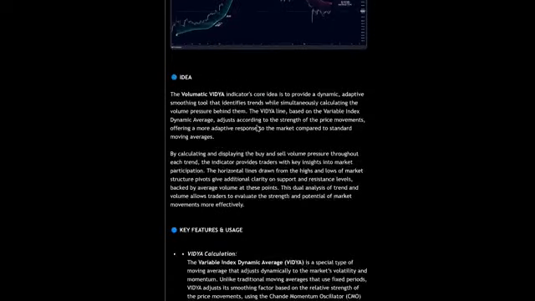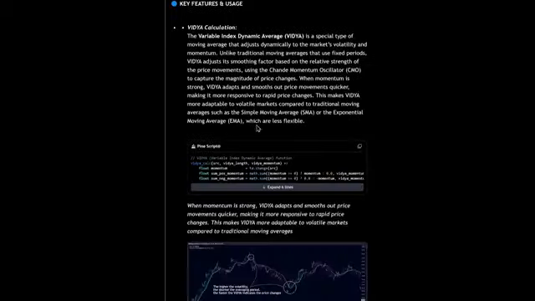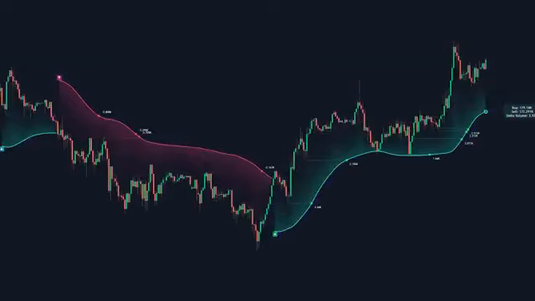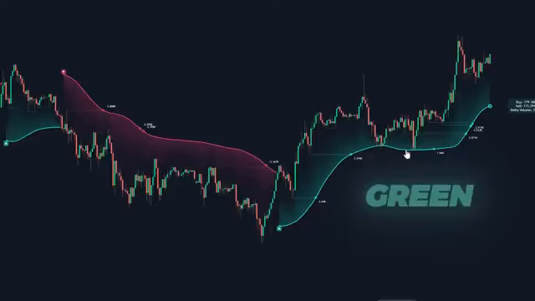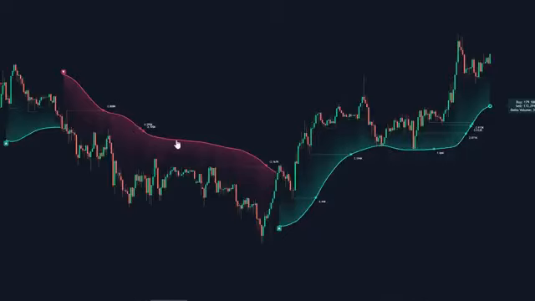In short, it not only identifies trends in the market, but also visualizes buying and selling volumes within each trending phase. This indicator is made up of the following components. The first and most obvious is the VIDYA line, which forms the trend cloud. Whenever the VIDYA line is green, it indicates that the market is bullish. Conversely, if the VIDYA line turns red, that would indicate that the market is bearish.